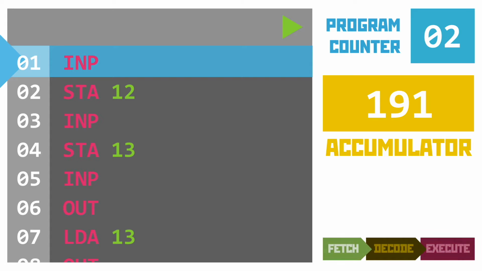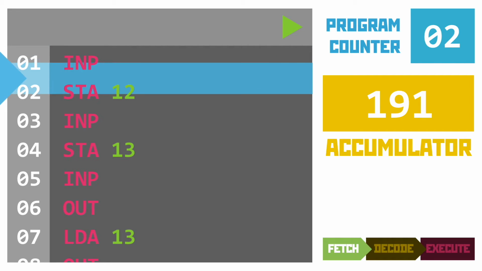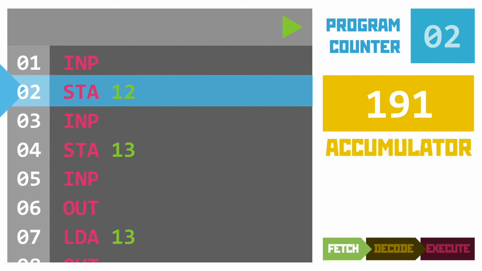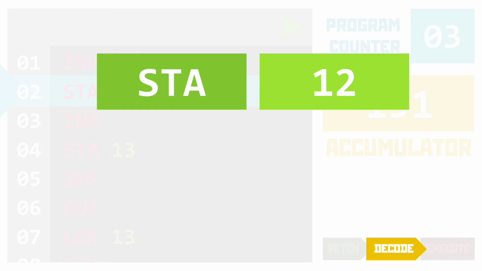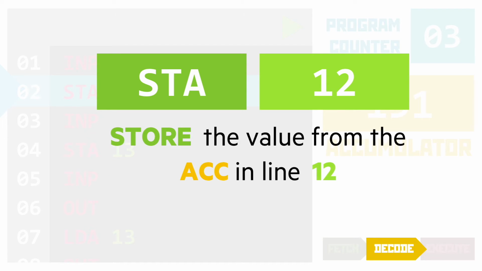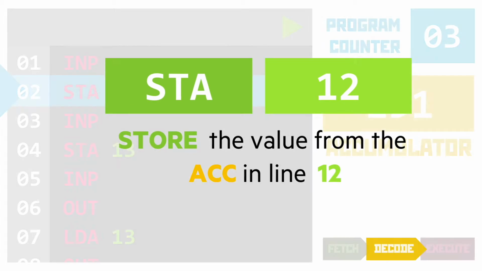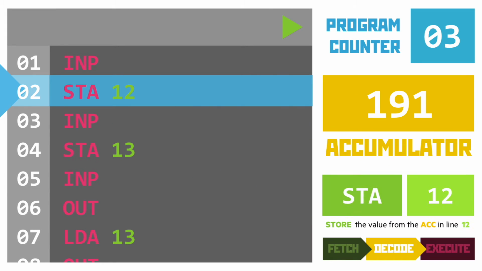Onto line 2, where we see a new instruction, STA. Interestingly, STA has a number next to it. That's the operand, which tells it which memory location to use. STA is the mnemonic for store, and it's going to be storing the value that is currently in the accumulator into the memory location it's referenced. Now in this case, that's line 12. And yes, that is line 12 in the code.